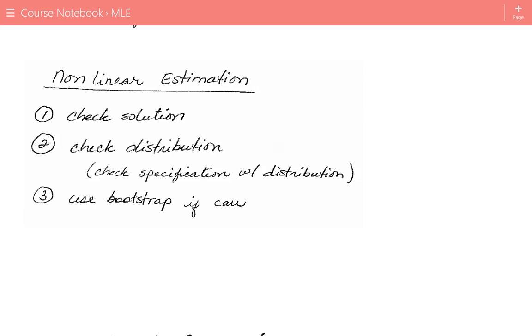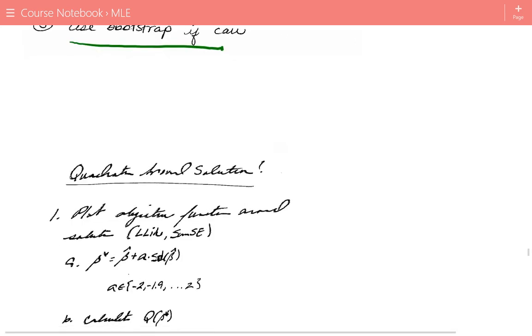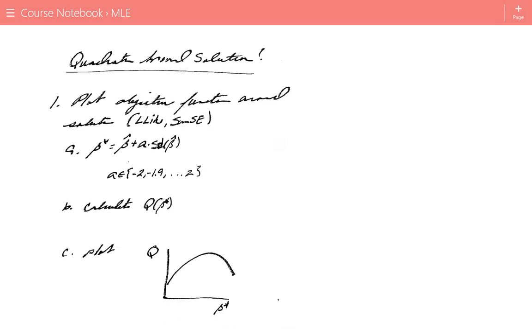So the real question is how do we check that our theta hat is actually a good solution, and how do we check the distribution so that we can make good judgments in terms of confidence intervals and tests. And then we talked about how to use bootstrap if it is necessary. So one question is: is it quadratic around the solution? This is the question of whether you've got a good solution and how you're going to use it for your inference results.